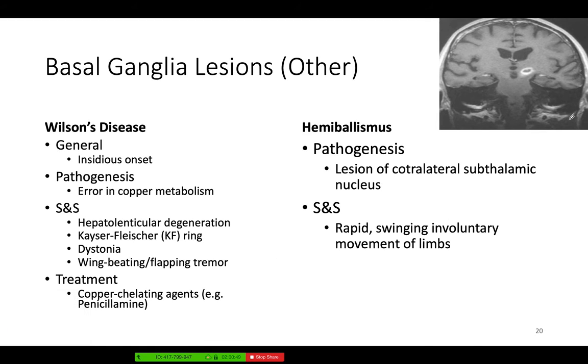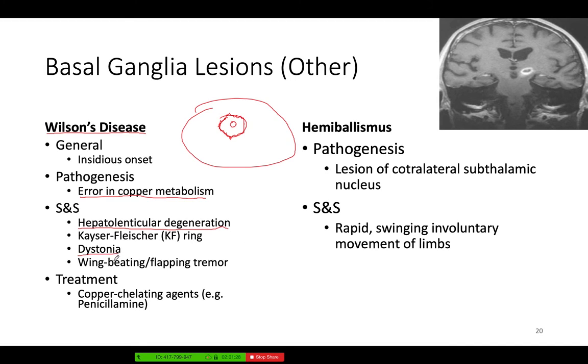Some other lesions we can have in our basal ganglia. Wilson's disease is a genetic error in copper metabolism where we absorb way too much copper. And so what we see is a hepatolenticular degeneration, which is sort of liver damage due to all this extra copper. Kayser-Fleischer ring is on our eyeball. Here's our iris, there's a pupil. The Kayser-Fleischer ring is a ring of copper right along the limbus, or the outer part of the iris.